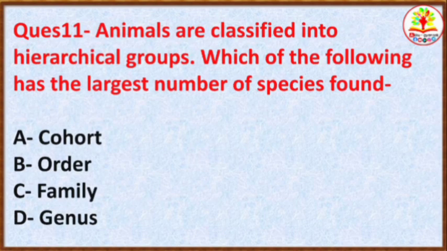Moving on to the next question. Animals are classified into hierarchical groups. Which of the following has the largest number of species found? A. Cohort, B. Order, C. Family, or D. Genus? The answer is A, cohort.